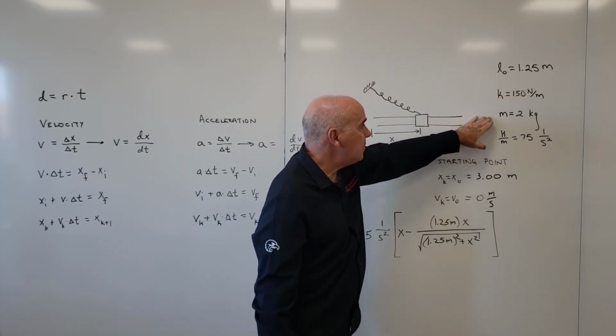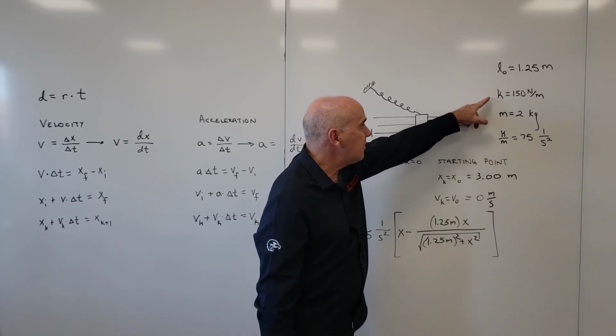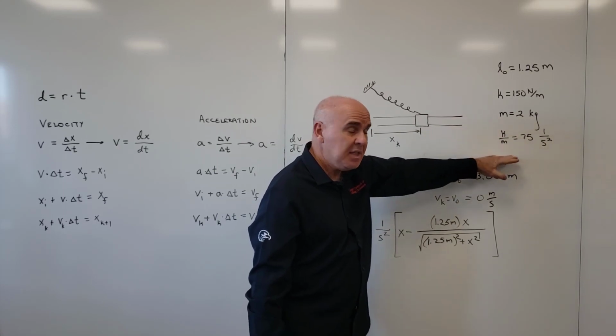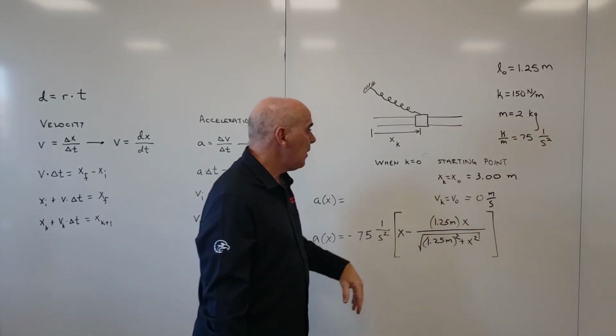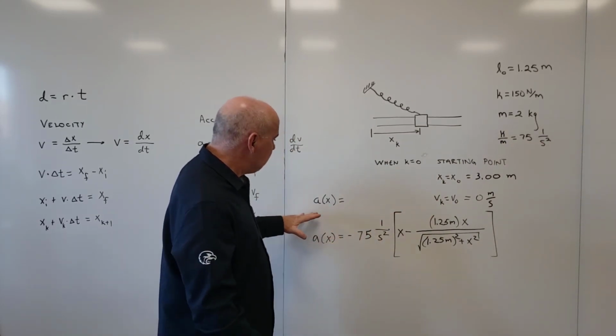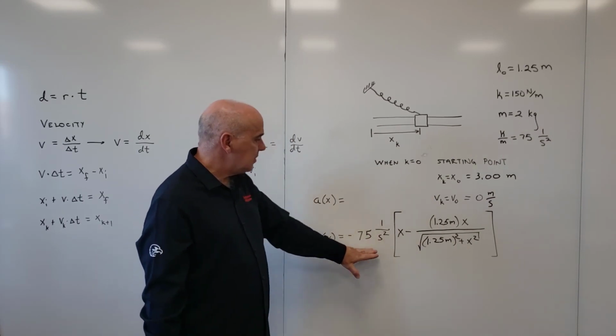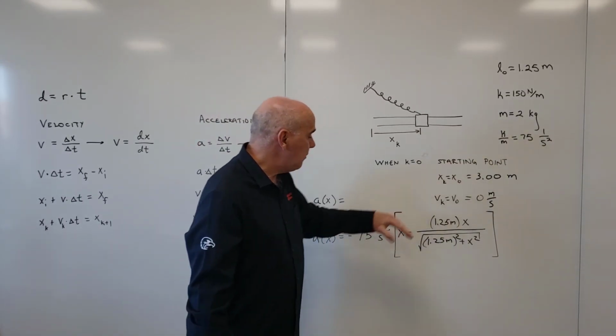I've got a mass of 2 kilograms. And so there's a k over m, which is going to be important. That's the spring constant divided by the mass. That's going to have a value of 75 inverse seconds squared. So if I run this and I want to learn the physics behind it, I'm going to find out that the acceleration is equal to 75 inverse seconds squared, right? That's the k over m value.